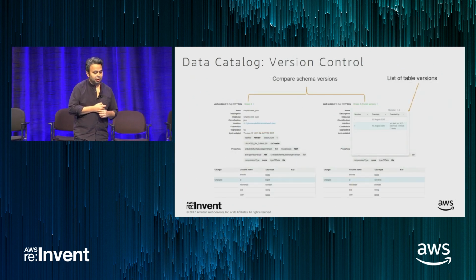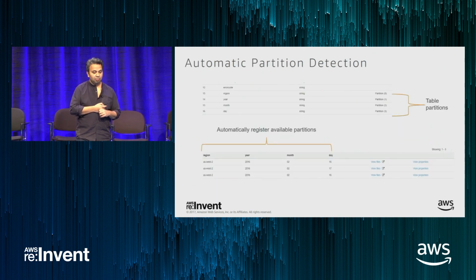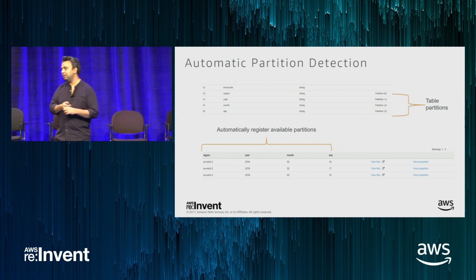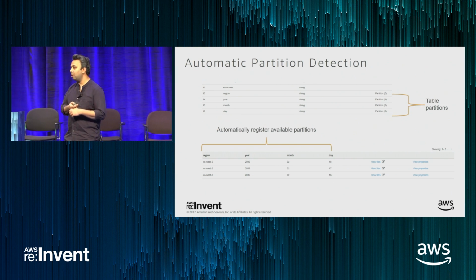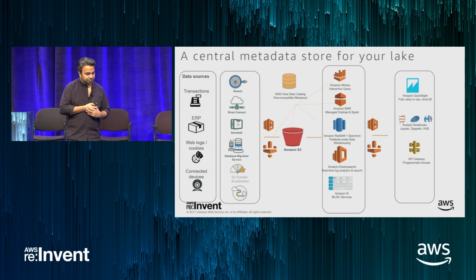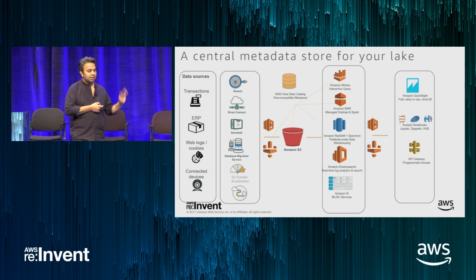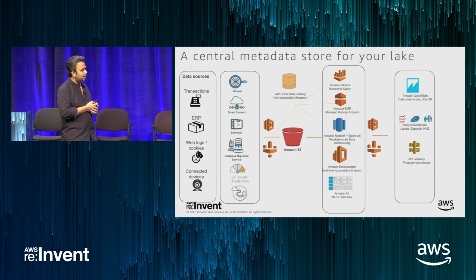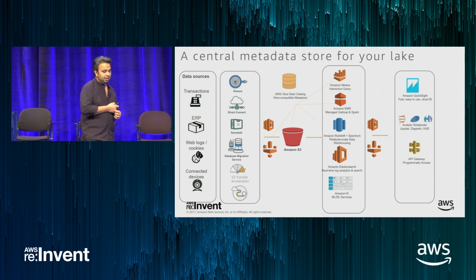So here's a version control. For example, this gave me a newer version of the table, and it gives me how schemas can be evolved. We also do things like automatic partition detection. Partitioning helps downstream engines reduce the amount of data that they're querying, and thus making the query slightly faster. So go back to our diagram. We added a new icon to the diagram. It's a metadata store.